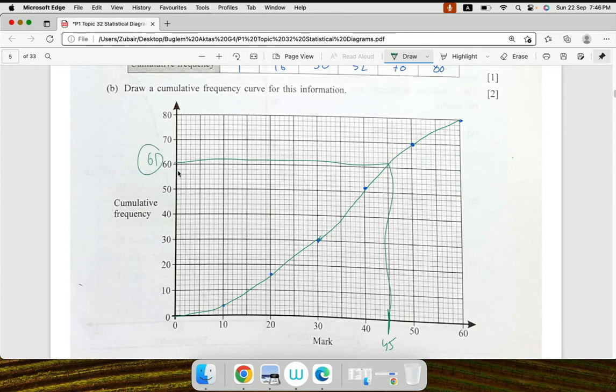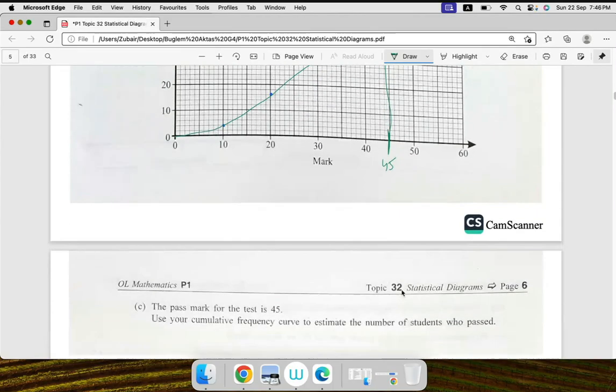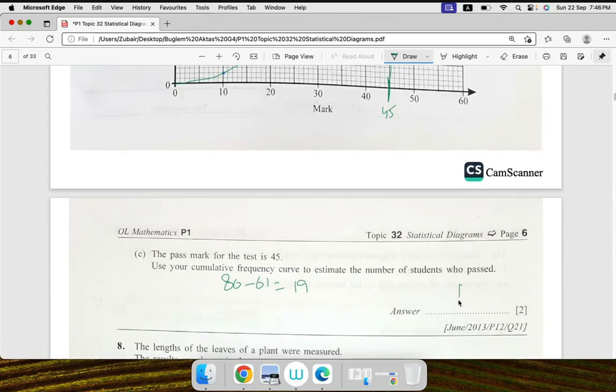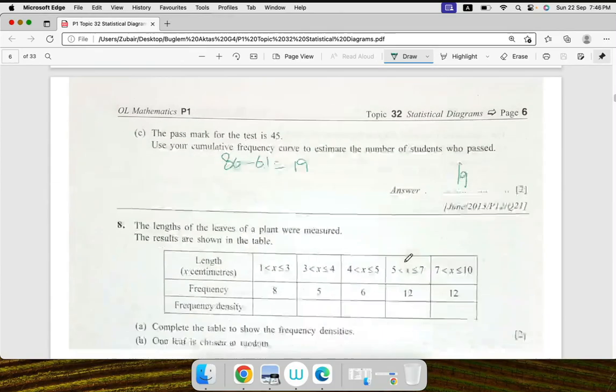But are these students passing? No, they're not passing, so it's just above that. So above that? 80 minus 61. Yep, 80 minus 61. 19 students are passing. Yep, 19.